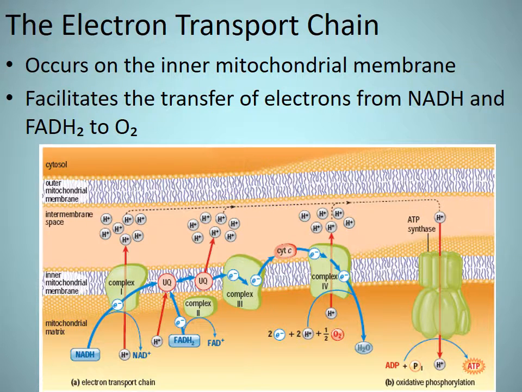Remember, the electron transport chain occurs on the inner mitochondrial membrane, on those cristae that we saw earlier. The electrons from NADH and FADH2, and remember, these molecules were formed as a result of glycolysis, pyruvate oxidation, and the Krebs cycle, will bring the electrons that were taken from a glucose molecule to the electron transport chain.